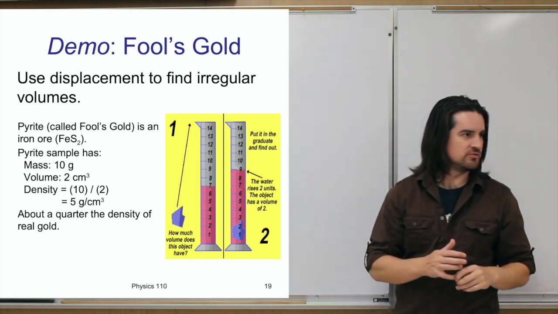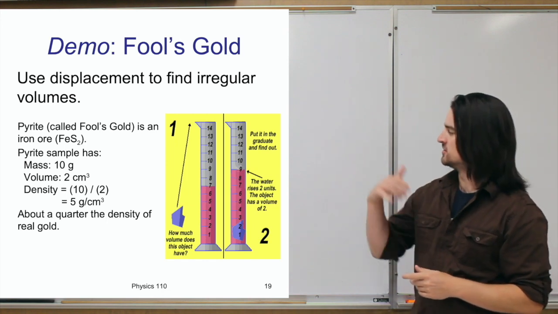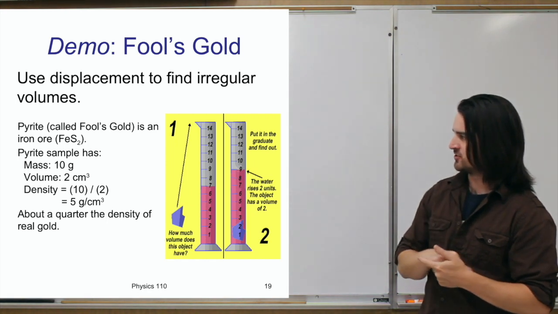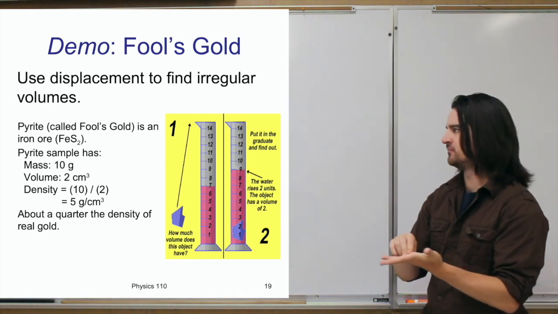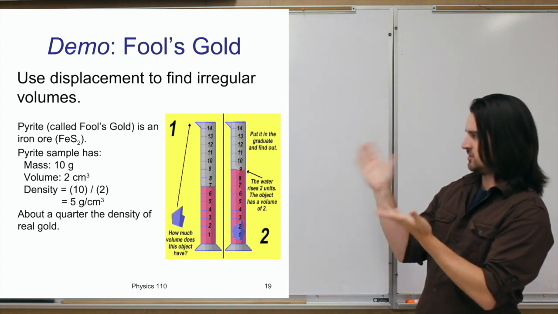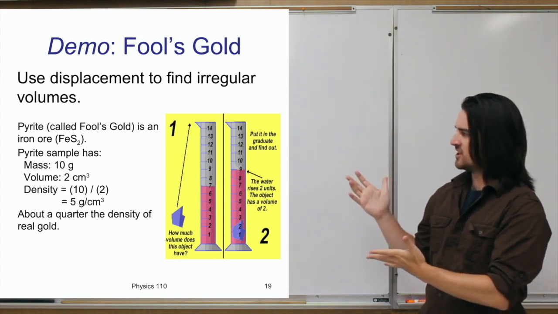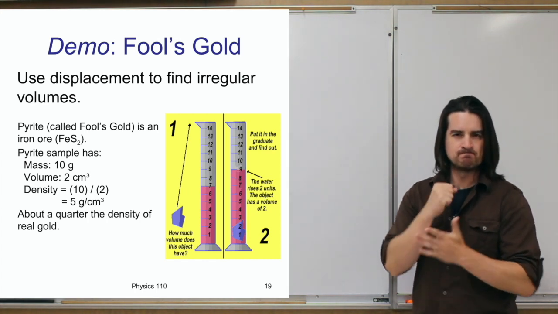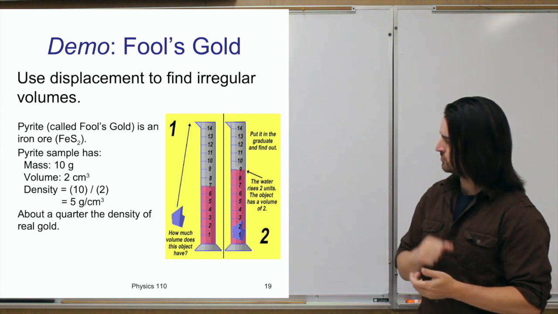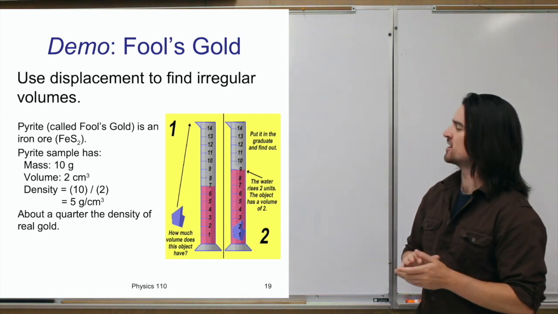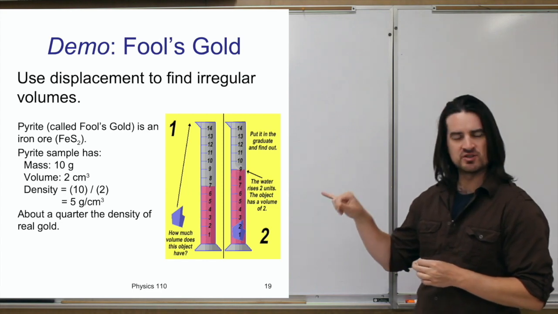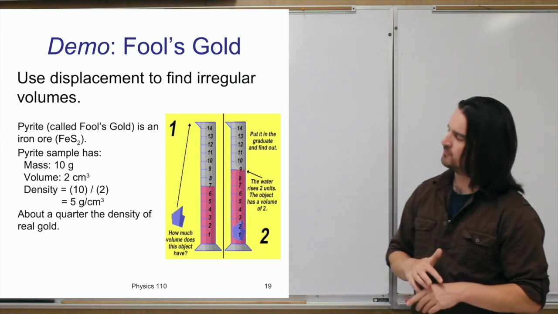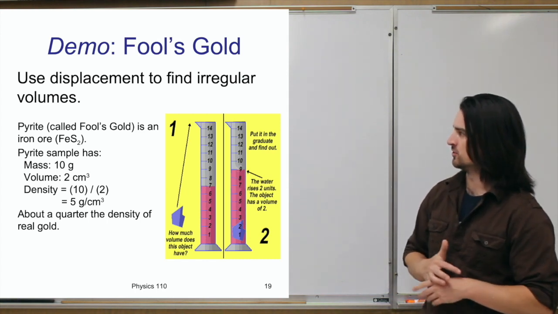So, very good for you. You've outsmarted them, figured out that we could discover the volume of this irregularly shaped thing. Its volume was 2 cubic centimeters. Again, we take it to our little scale and measure the mass of it. It's 10 grams. Figure out the density: 10 divided by 2 is 5 grams per cubic centimeter. So once again, those darn fool's gold people are trying to fool you again. Because 5 grams per cubic centimeter, remember, gold is almost 20 grams per cubic centimeter. So this is a little more than a quarter of the density of real gold.